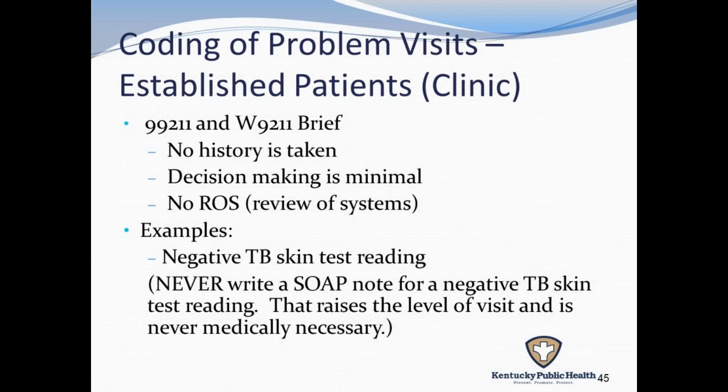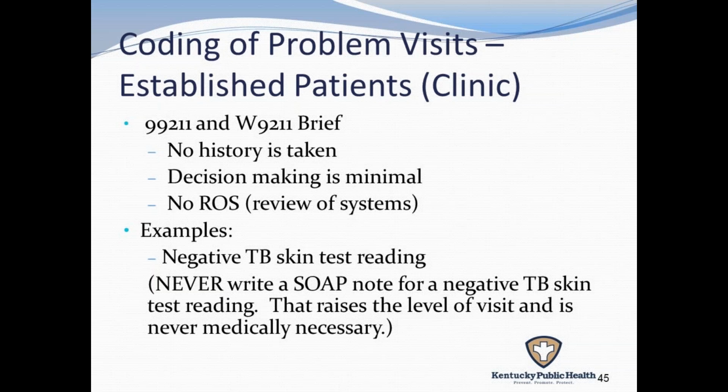So on established patients, because like I said before, you only have to have 2 of the 3 key components, which is for established patients on a brief, no history is really taken. Decision making is minimal. This is a very small, minimal visit, okay? The example I give you is negative TB skin test reading, where you look at the arm and you go down the arm and it's fine. This is your one-liner in your notes, okay?